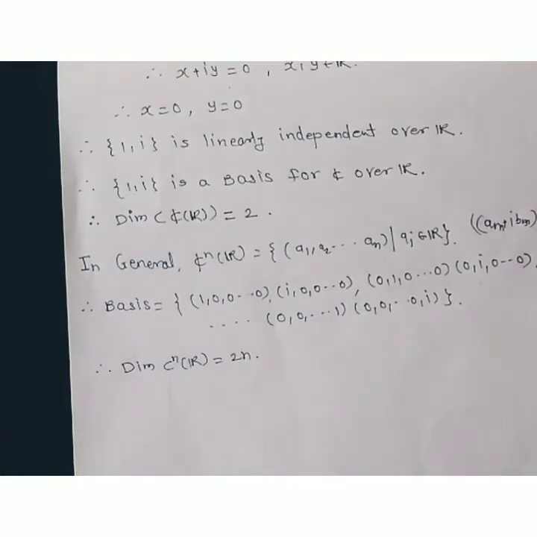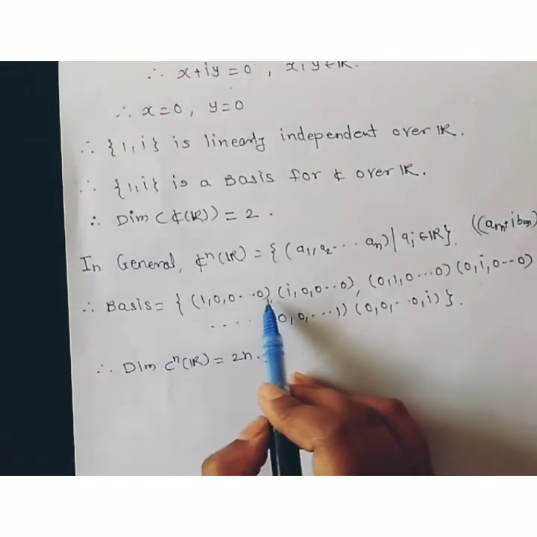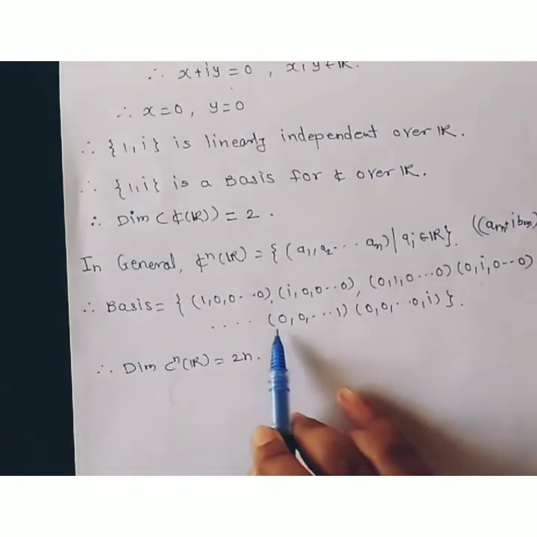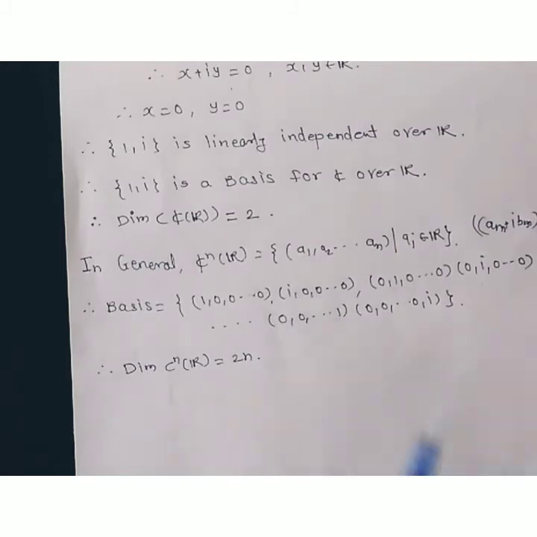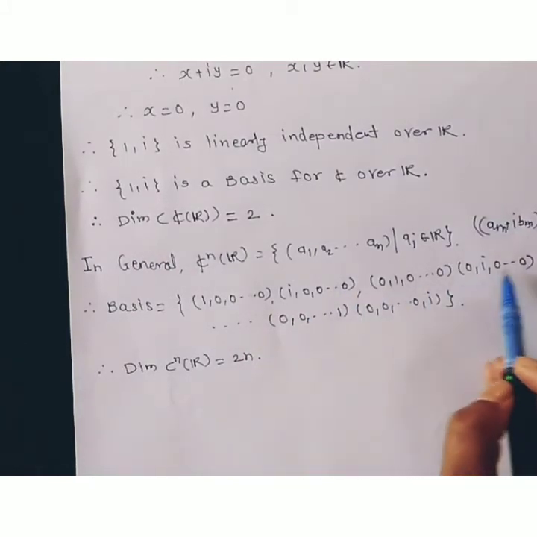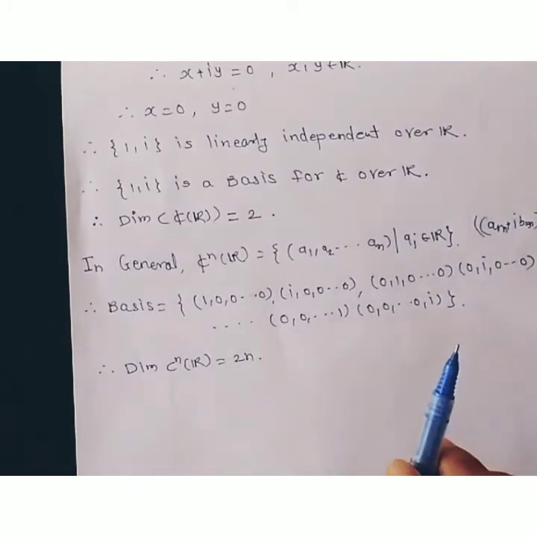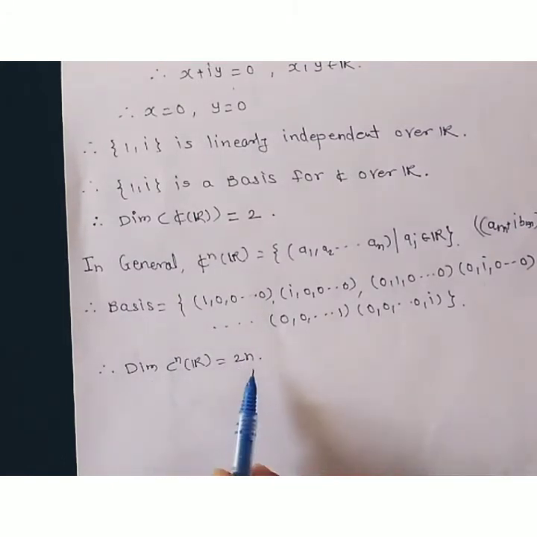Therefore, how many elements are present here? We know that (1, 0, ..., 0), (0, 1, ..., 0), up to (0, 0, ..., 1) are a total of n elements. And (i, 0, ..., 0), (0, i, ..., 0), up to (0, 0, ..., i) are again n elements. So n plus n is a total of 2n elements. Therefore the dimension of C^n over R is equal to 2n. This is about the dimension of C^n over R.